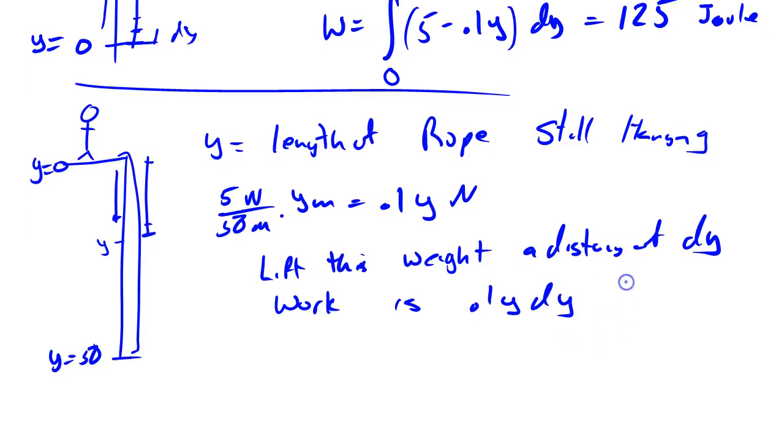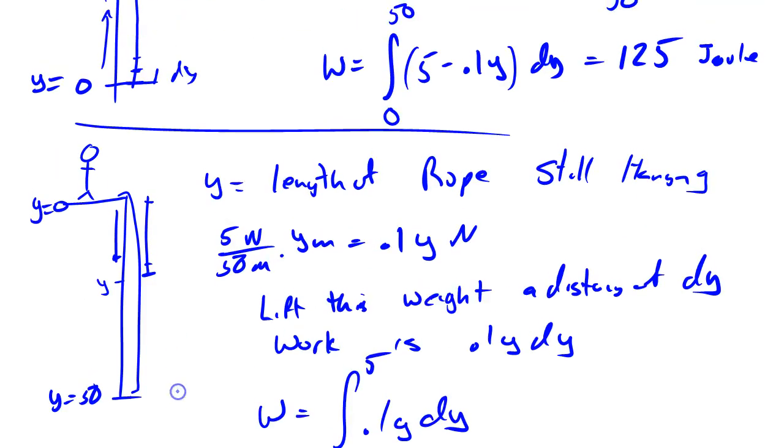So the total work is all those little bits of work that you do as you lift each little bit. So the total work is going to be the sum of all these things, 0.1y dy. And what values of y am I interested in? Well, I'm interested in when there's nothing hanging to when there's 50 meters hanging. So 0 to 50.